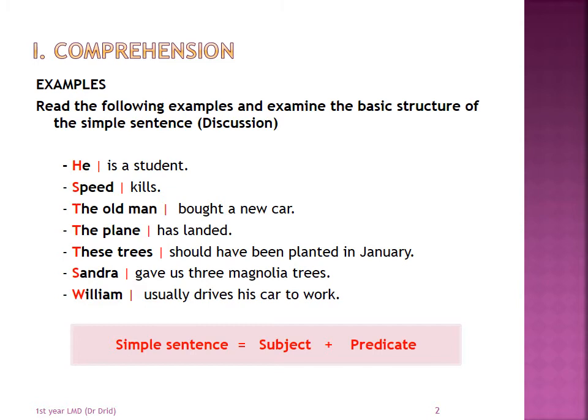The predicate always starts with the verb. Notice in our examples, the first predicate starts with is, kills, then bought, has landed, should, gave. Usually here, this is an adverb. Frequency adverbs come before the verb. So remember that a predicate starts with a verb.